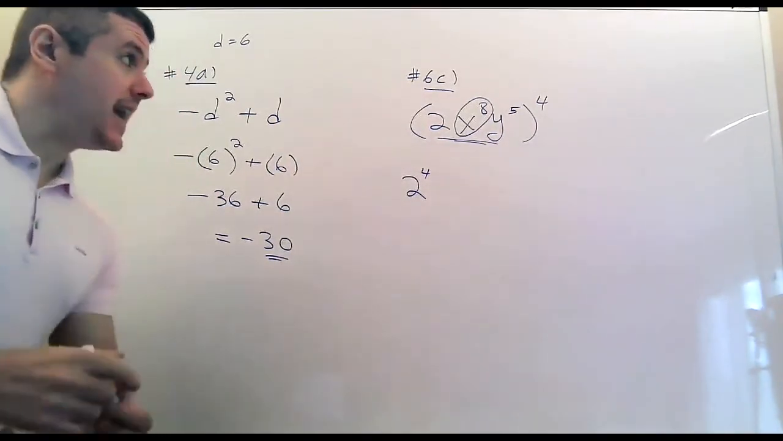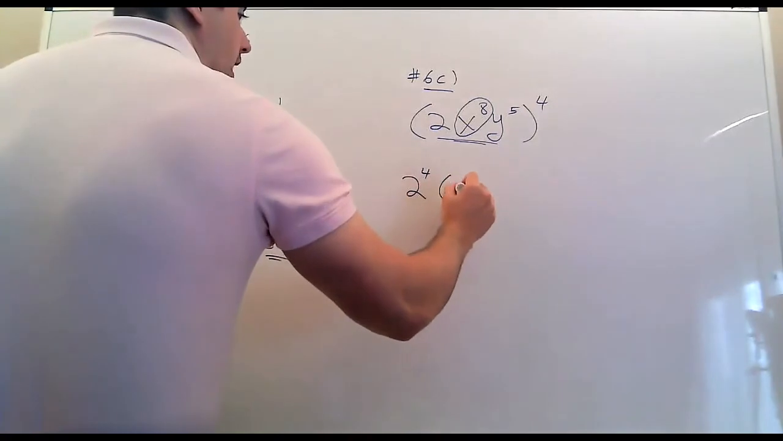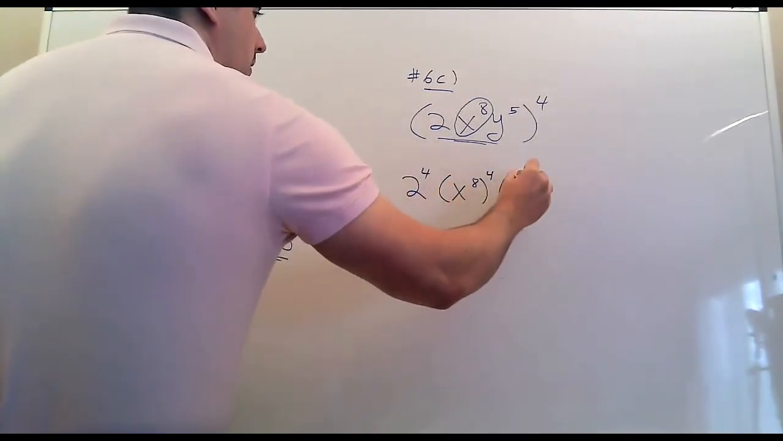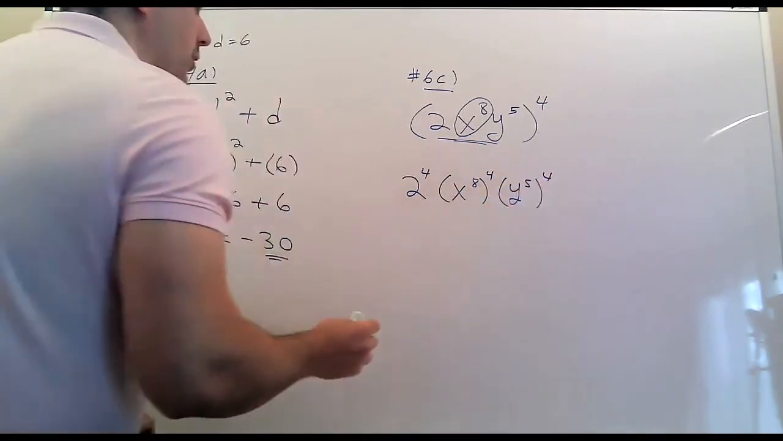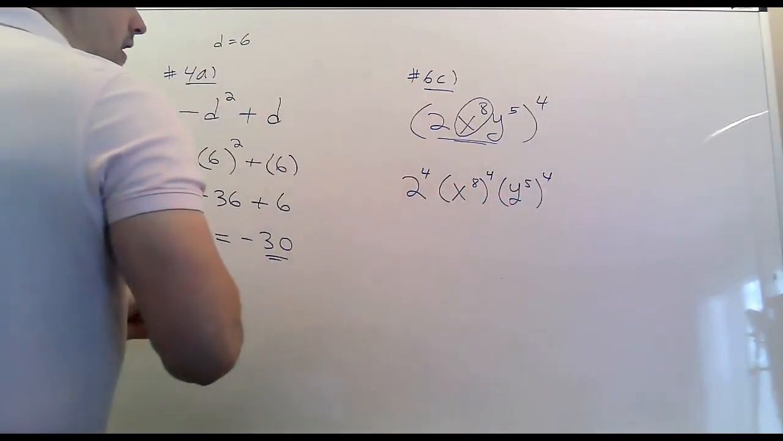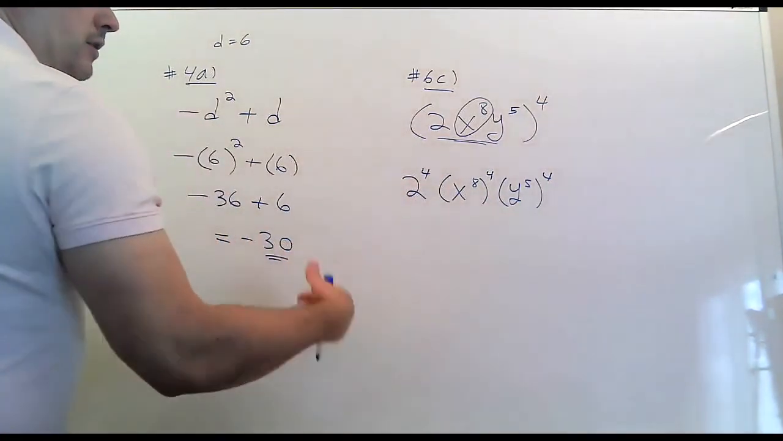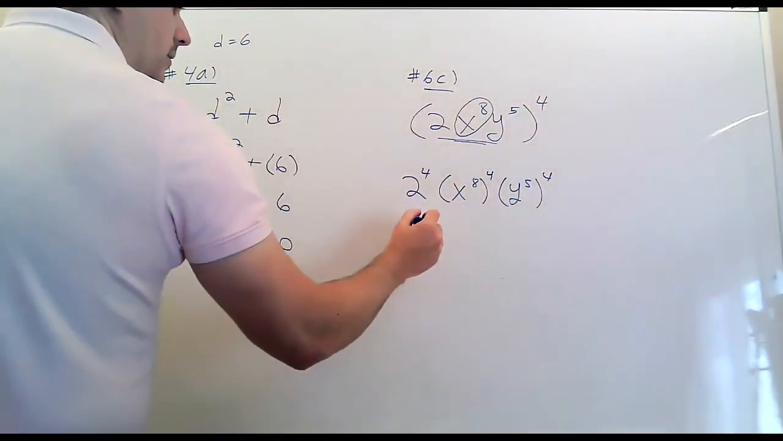But when you're doing x^8 to the 4th, I guess I'll write it. This is what you're doing, right? You're doing each one of those things to the 4th power. You don't have to write this, but I'm showing you for emphasis. This is 2, 2, 2, 2, right? 2 times 2 is 4, times 2 is 8, times 2 is 16.